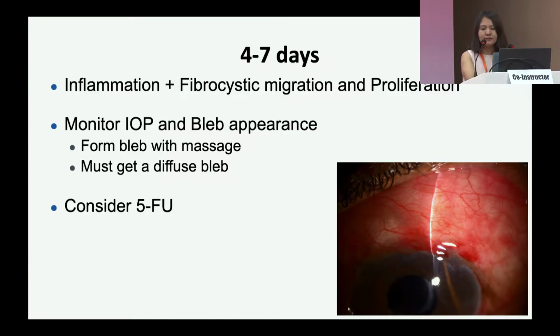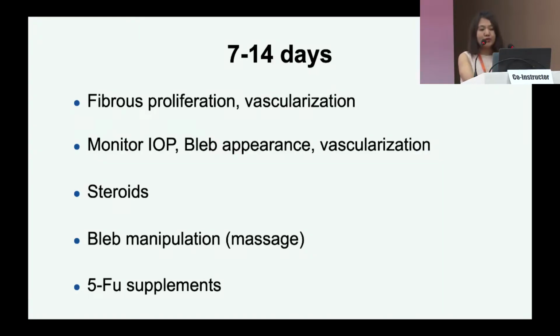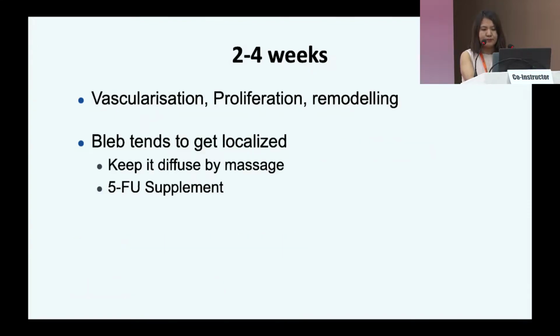And you may consider at 1 week again giving a 5-FU injection. At around 2 weeks, the fibrous proliferation and vascularization process is ongoing. So again, monitoring the bleb and looking at the vascularization. You should keep on continuing the steroids in this case and massage as and when needed, along with 5-FU supplements. Up to 4 weeks, the remodeling process is going on. So you should always look for any localization of the bleb and keep the bleb always diffuse. And again, depending on the morphology and the other inflammatory signs, you should think of giving an injection of 5-FU.